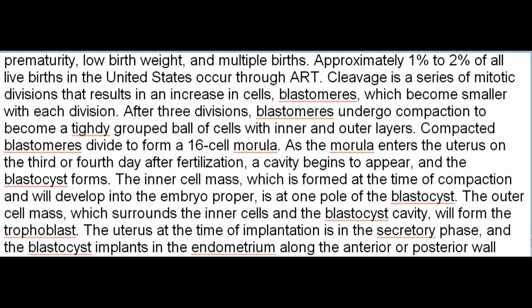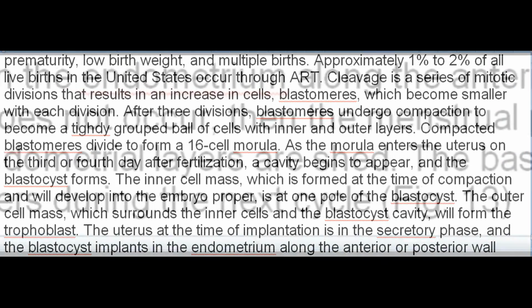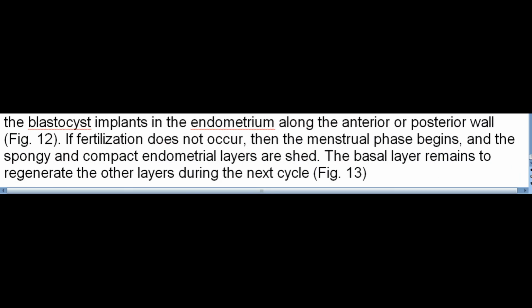The uterus at the time of implantation is in the secretory phase, and the blastocyst implants in the endometrium along the anterior or posterior wall, Fig. 12. If fertilization does not occur, then the menstrual phase begins, and the spongy and compact endometrial layers are shed. The basal layer remains to regenerate the other layers during the next cycle, Fig. 13.